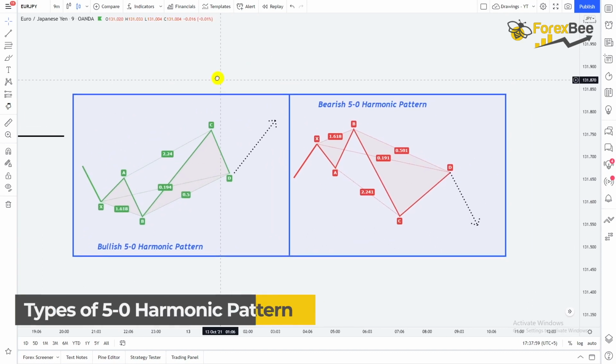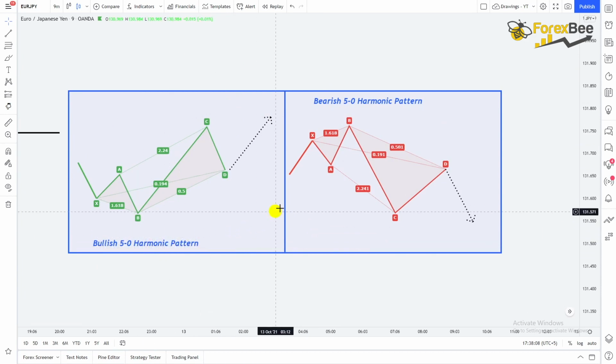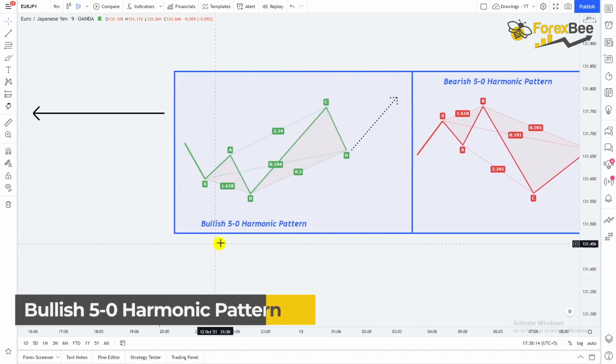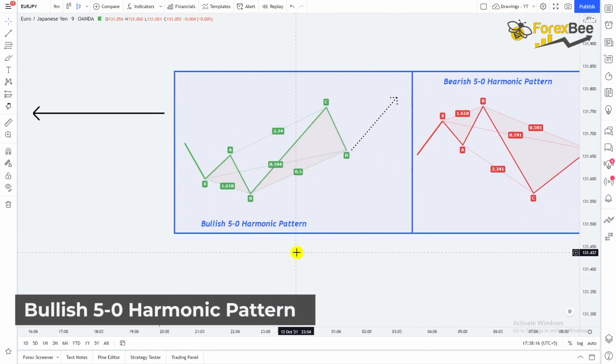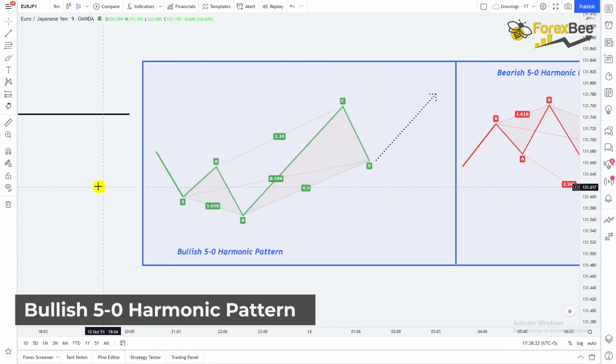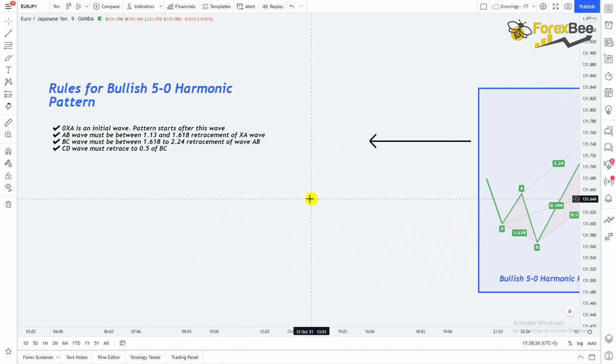So if we go into its types, there are basically two types of Fifty harmonic pattern. The first one is the bullish Fifty harmonic pattern and the second one is the bearish Fifty harmonic pattern. First we're going to go through the bullish one, and in order to understand it, I have also written the rules that we need to follow if we want to spot a valid Fifty harmonic pattern.